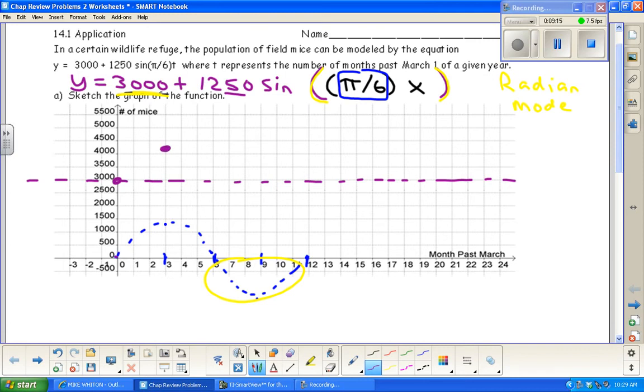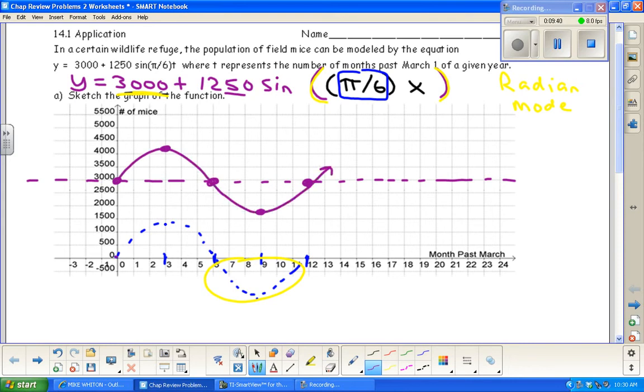And then at 6 months, I get back to the midline. At 9 months, I'm 1250 below where we were, so that would be what, 1750? Okay, so that was from the 3,000, 1250 less, and then by 12 months we're back where we started, and then it's just going to start repeating itself. Okay, so this is kind of what ours would look like.